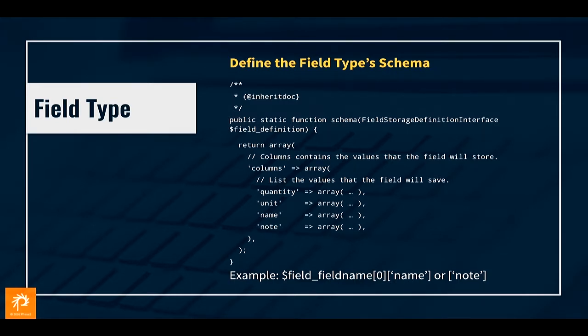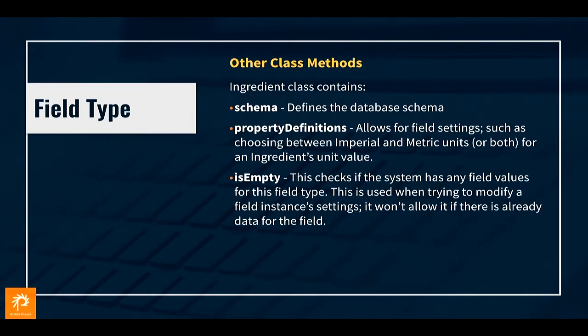So in the database, what actually gets stored, you're going to have things like the field name, the entity ID that's using it, and instead of things like a column for value, you're going to have 4 individual columns in the same field row that line up to quantity, unit, name, and note.